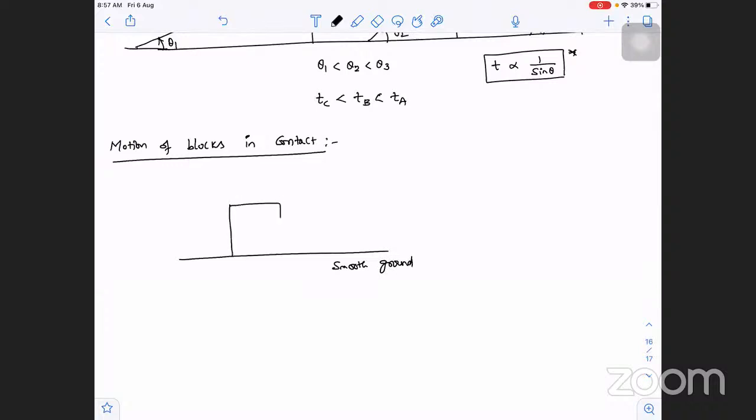Now I'm taking that there is a block of mass M1 in contact with M2. There are two blocks, M1, M2. M1, M2 blocks are in contact. This is the contact. Now we are applying the force F. Then what happens? If I'm applying the force F towards right, then what happens? All of you imagine and tell me.